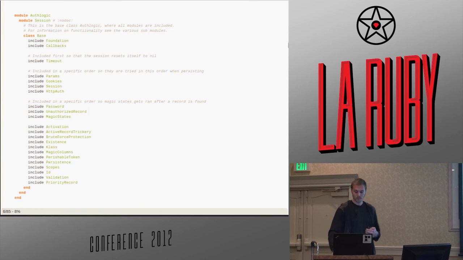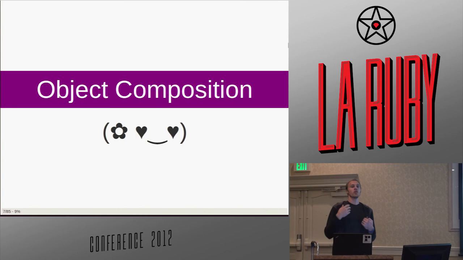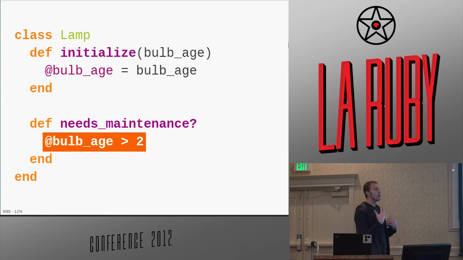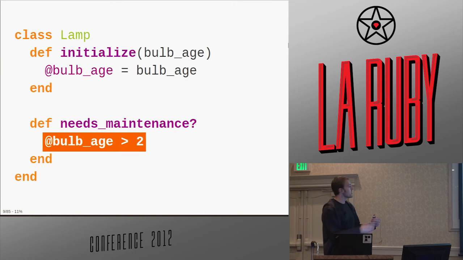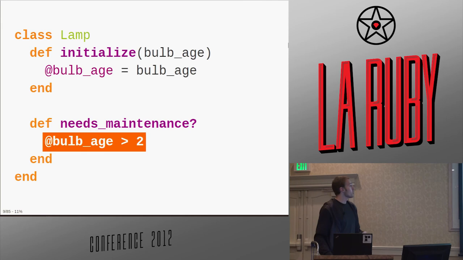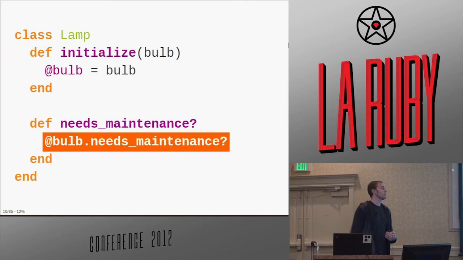The other one is object composition. When you think about refactoring a code base, a lot of times it involves some form of object composition. Just as a quick review, what is object composition? If I have a lamp, and its needs maintenance method is dependent on finding out the bulb age. This is a very simple example, right? You're not necessarily going to have to worry about refactoring something that's 10 lines, but as an example, this works. The bulb age is contained in the lamp class, so we switch this out by injecting the bulb in and then asking the bulb itself, so delegating. And that's composition. You're using your has-a relationship to move code into another place where it makes sense.